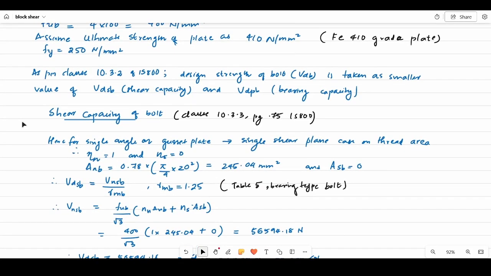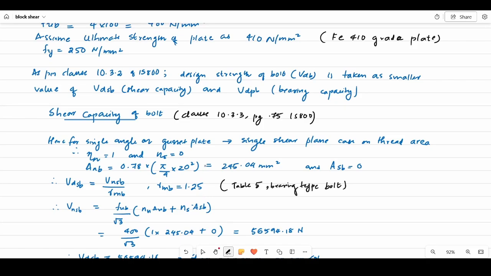Now in Clause 10.3.3 on page 75 of our IS 800, the shear capacity of a bolt is given, and this equation is Vdsb is equal to Vnsb by gamma mb, where Vnsb equals fub divided by root 3 into n_n A_nb plus n_s A_sb. So all the nomenclatures are here. n_n is the number of shear planes in the threaded area, A_nb is the threaded area, n_s is the number of shear planes in the shank area, and A_sb is the area of the shank. So the bolt will be having a thread area and a shank area.